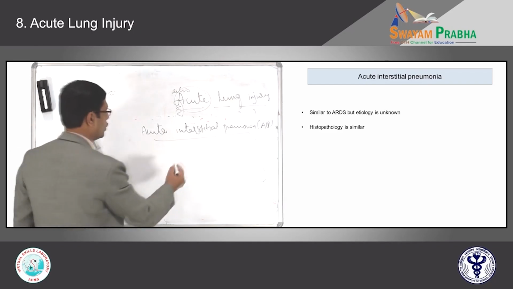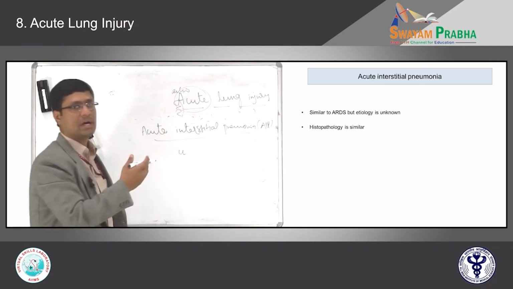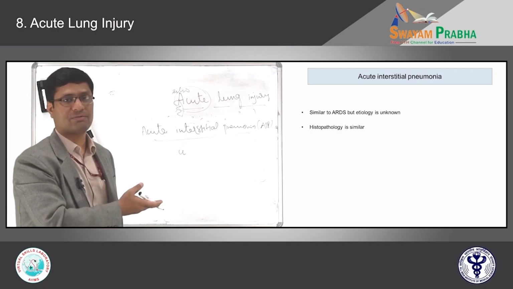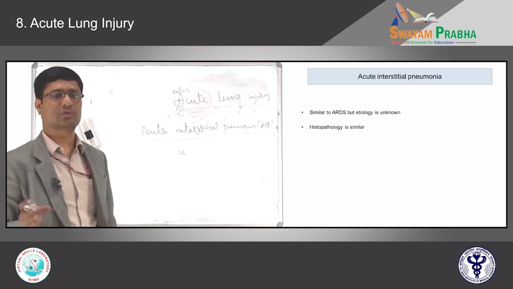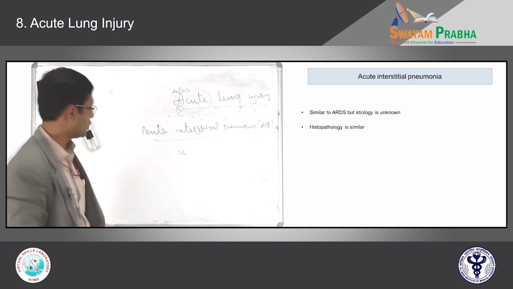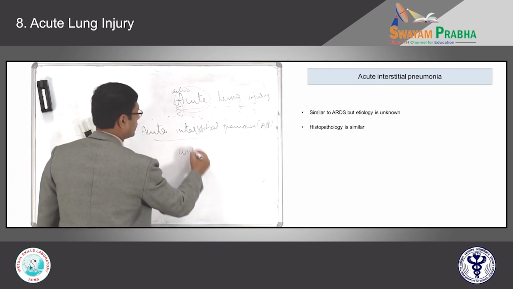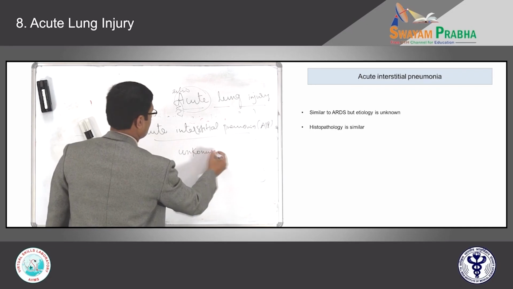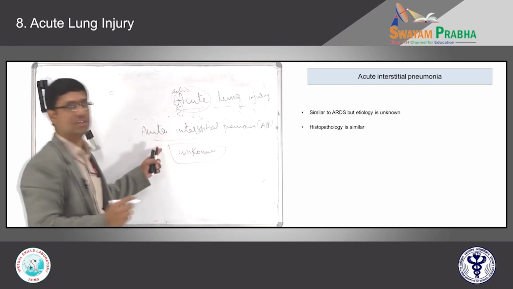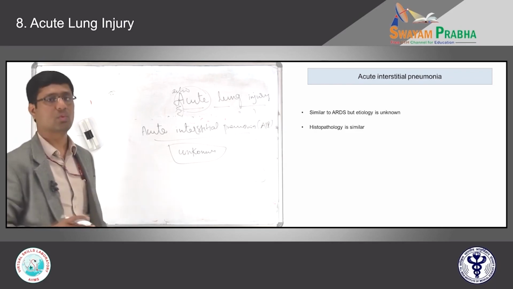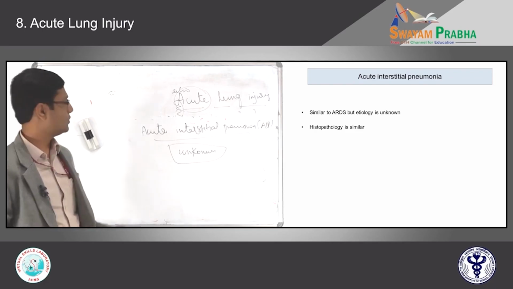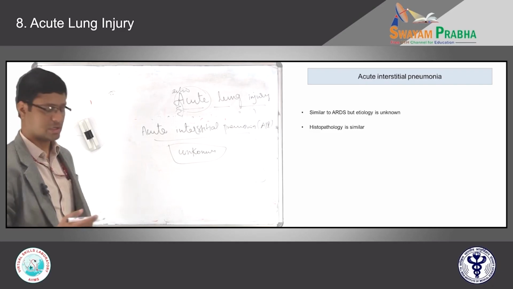For ARDS, we had a long list of etiological factors, what causes ARDS. Even after excluding all the causes, if you don't know the cause, that is unknown, then we call it acute interstitial pneumonia. Everything will be similar, but what is causing it, we don't know. So this terminology you should know.